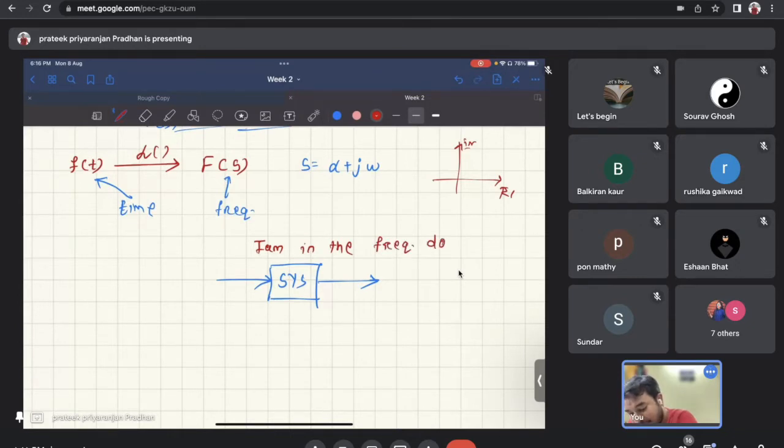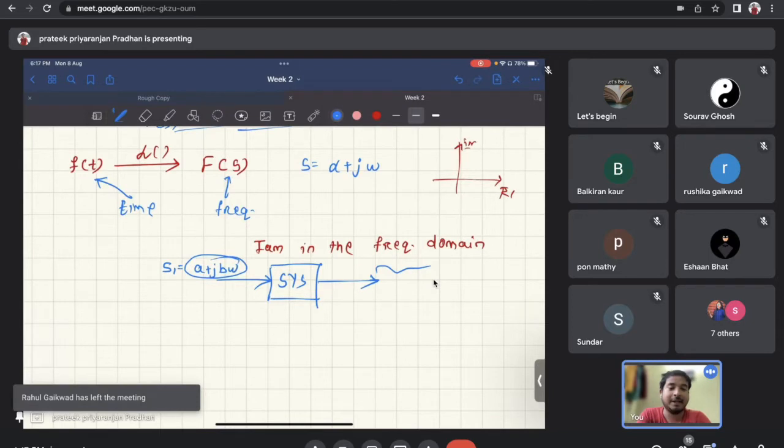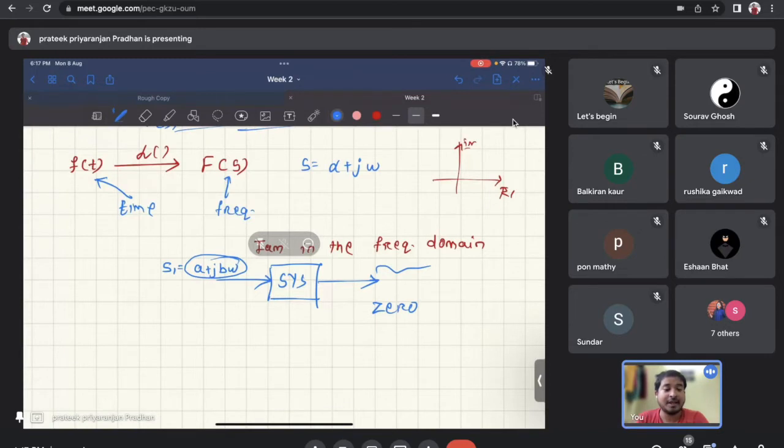That means I am in the Laplace domain. When I am in the Laplace domain, I will be giving the input as a frequency only. So some frequency, maybe a plus bj omega. If I give this as my S1 and see how my system performs, I will be getting some output. For what value of S will I get zero output, totally nil output? That is called the zero of the system. And for what value will I get a much amplified, infinite kind of output? That is called the pole of the system.